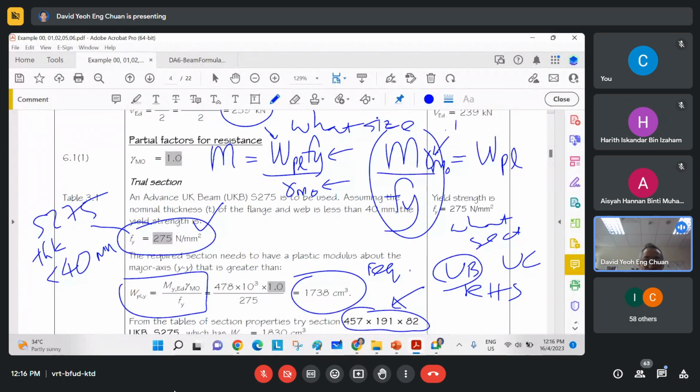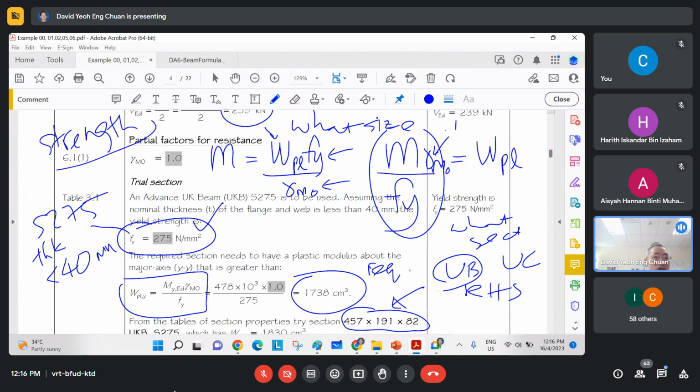Now, we use this formula. This is the formula to determine, at the first entry point, the entry level size. So we use this formula. This formula is based on strength.